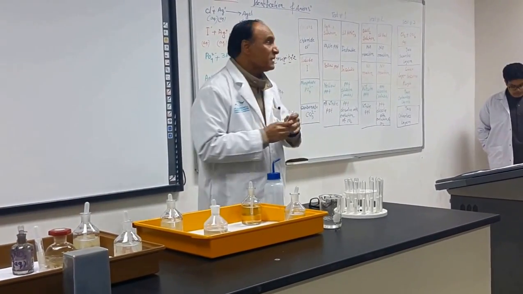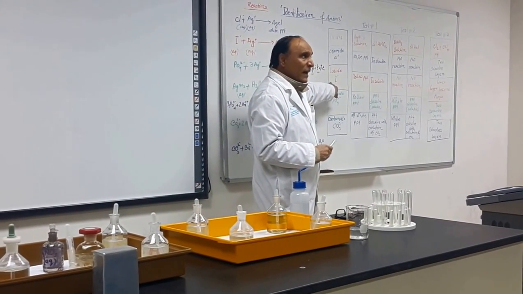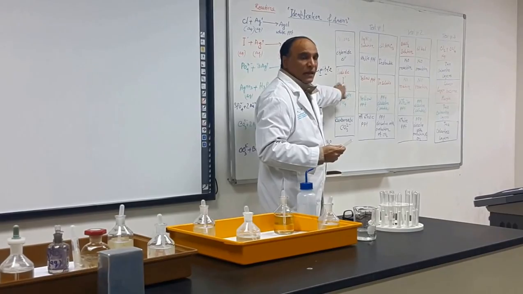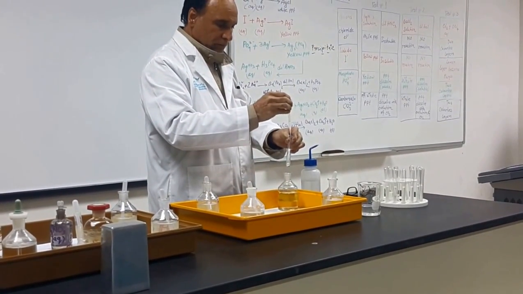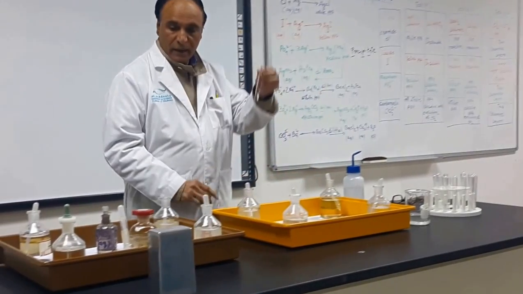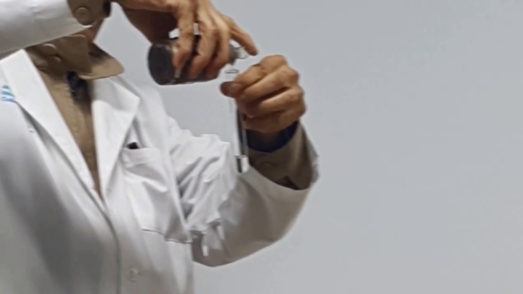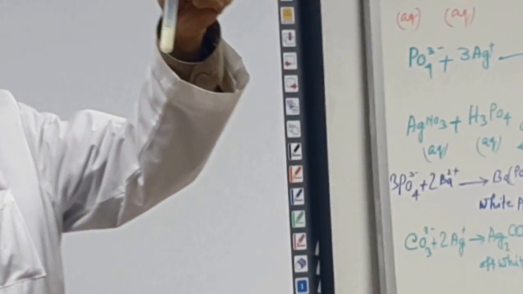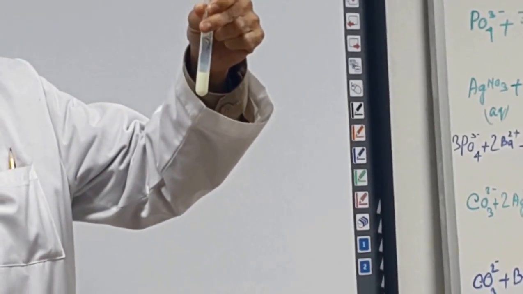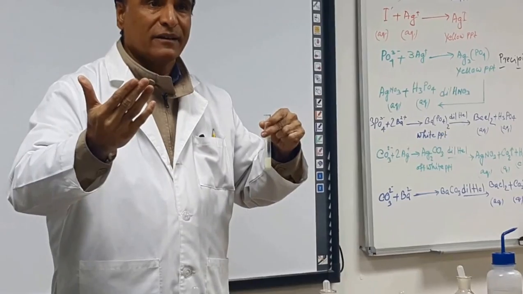Okay. I take the other test tube. Let's suppose I start with the iodide. I can start from anywhere. I take this iodide and I will put silver nitrate. Is that right? Yes. This is the silver nitrate and I get a yellow precipitate.